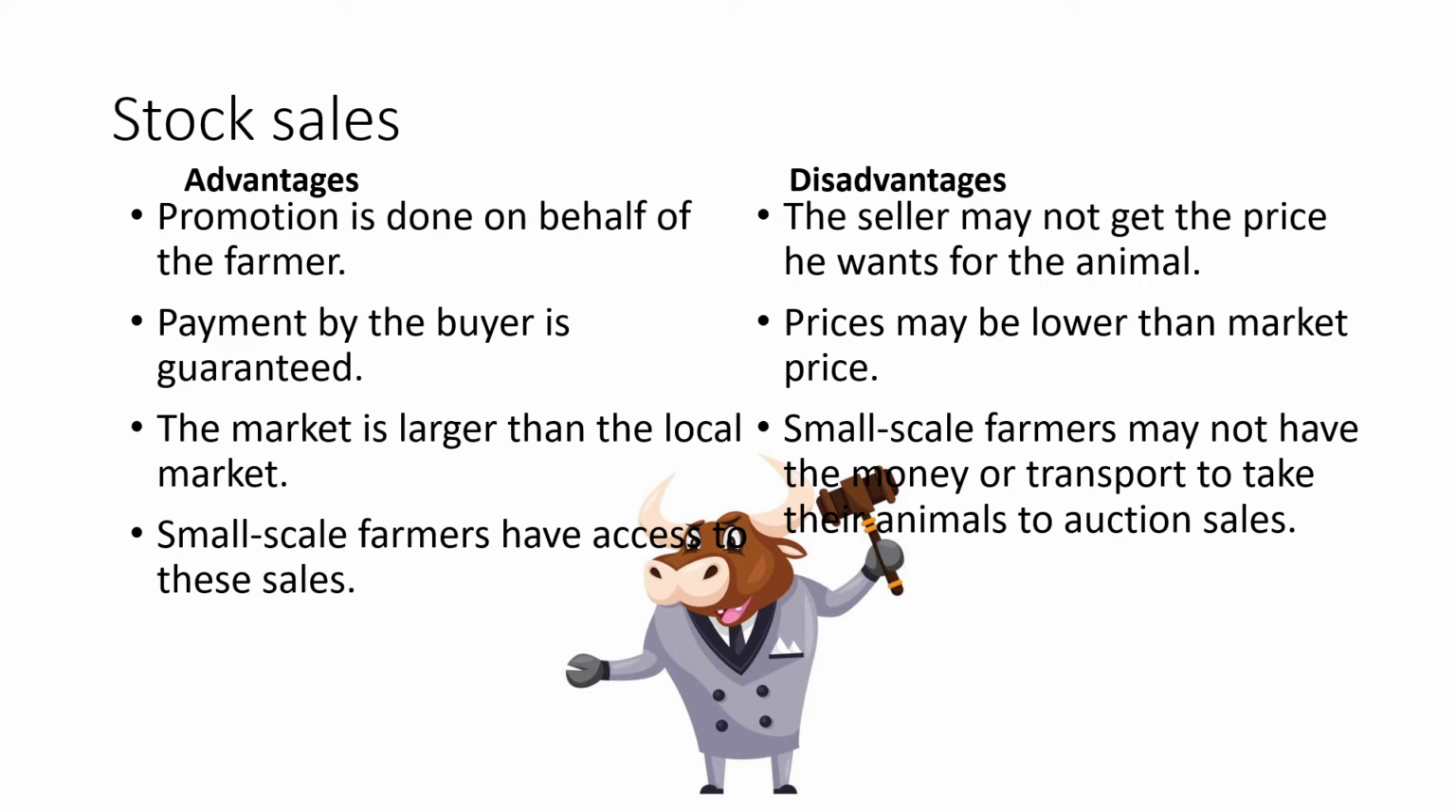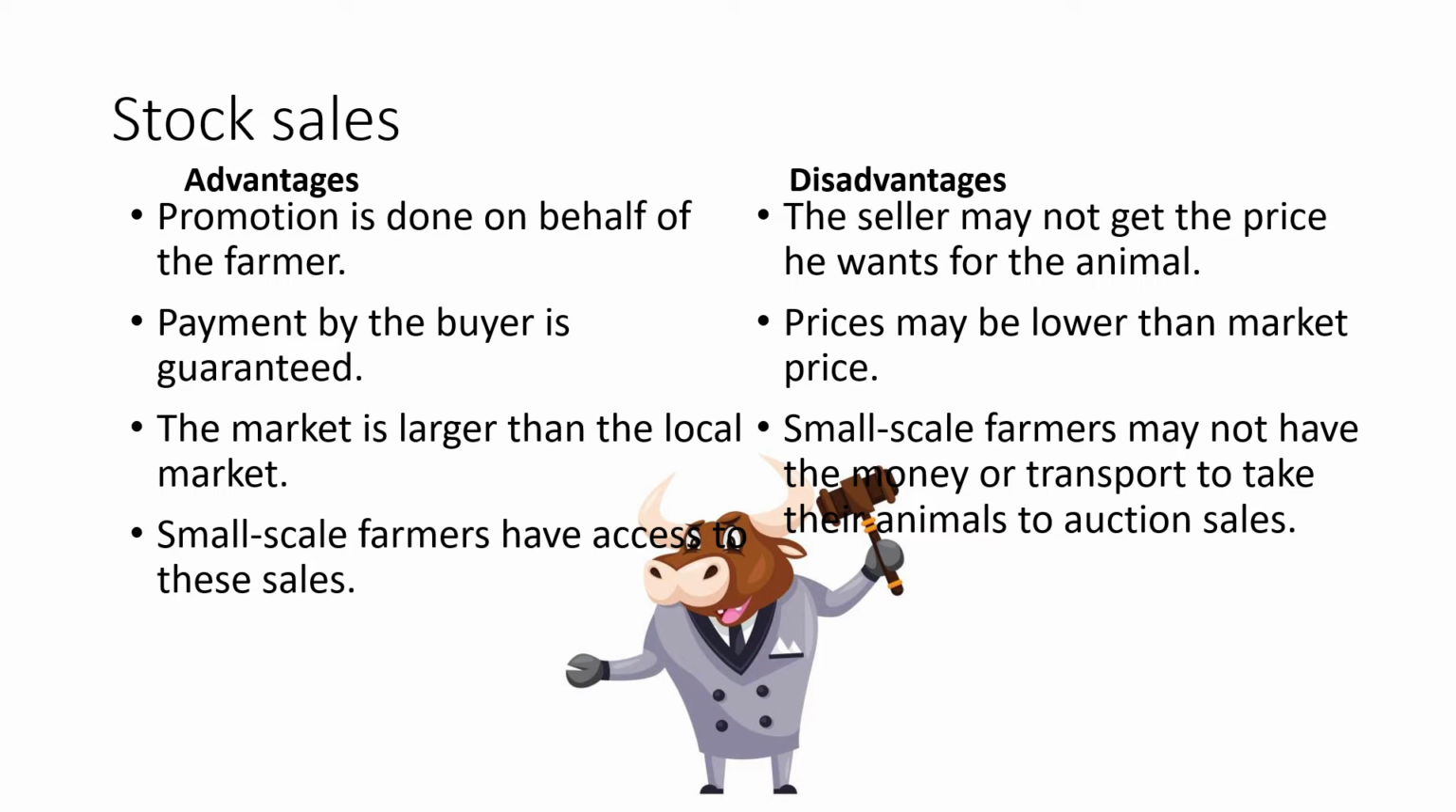So the advantage here is that the promotion or the advertisement is done on behalf of the farmer. And also the payment generally is guaranteed. So if someone bids on a specific animal or lot, whatever it is, it can be produce, then that person, if they bid on it, must pay whatever price they agreed upon. So usually your farmer does get a sale if somebody bids.